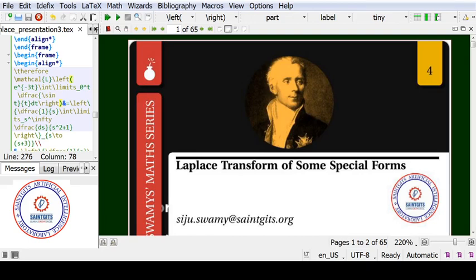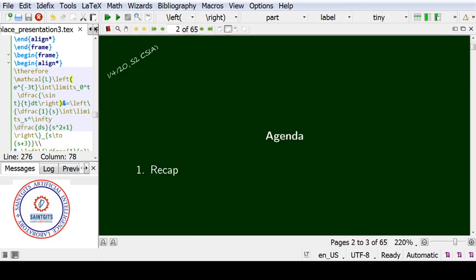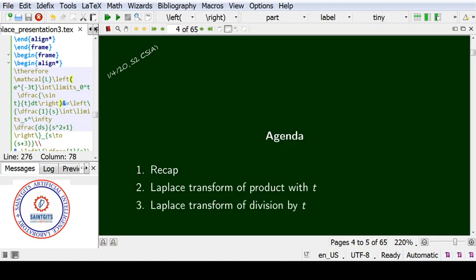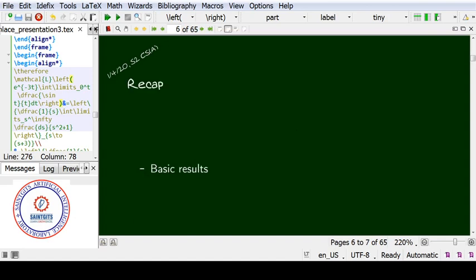Today we are going to discuss Laplace transform, some special forms or special functions. The main agenda: we simply revisit the results we have learned in the previous classes, Laplace transform of product with t, the Laplace transform of division by t, inverse Laplace transform, and we will discuss some problems from all these sections.